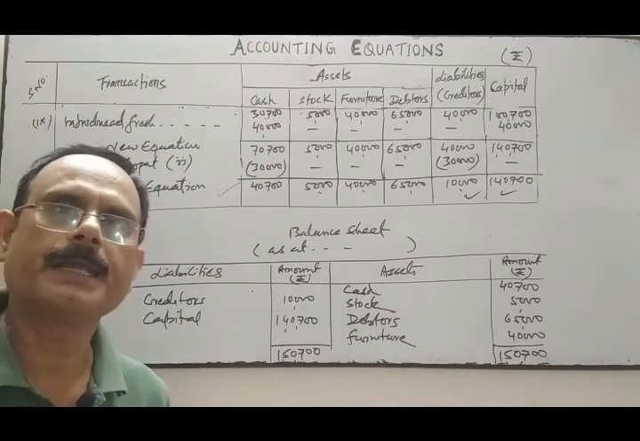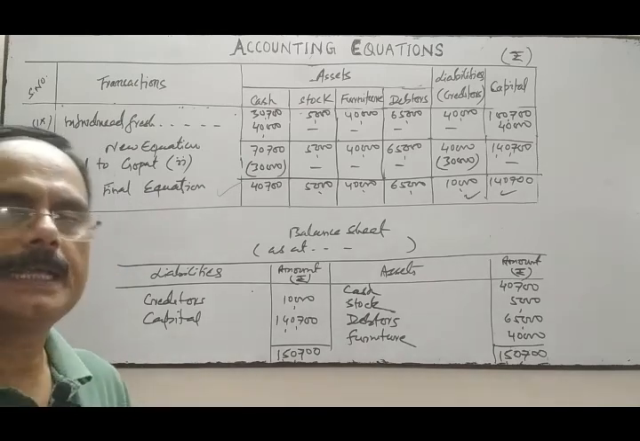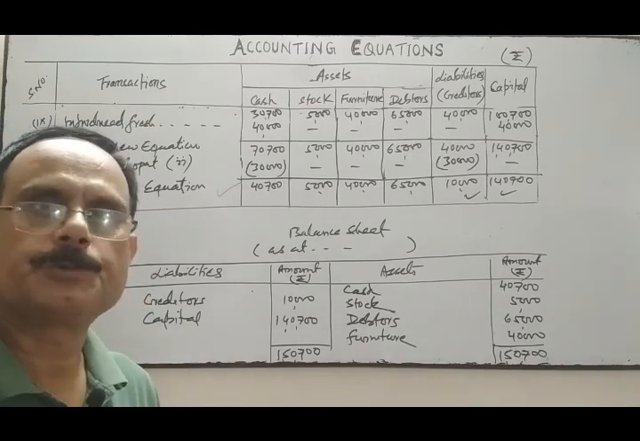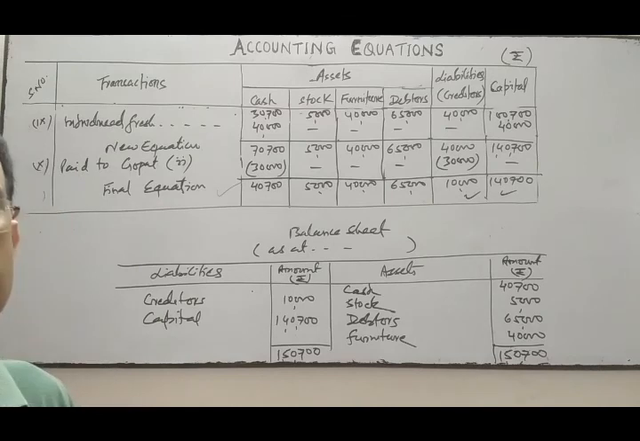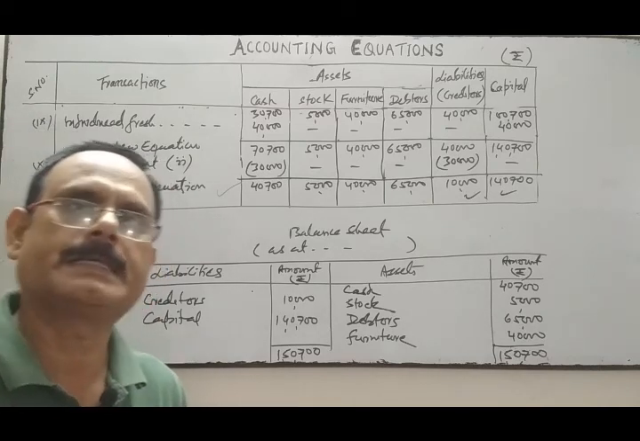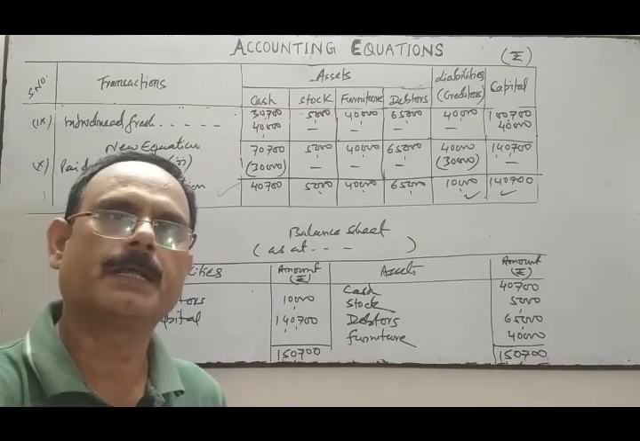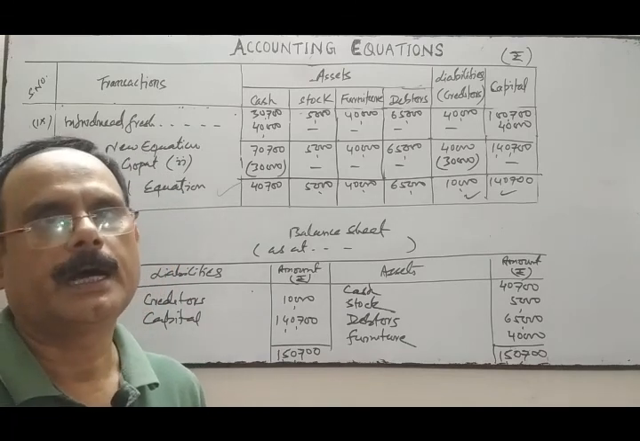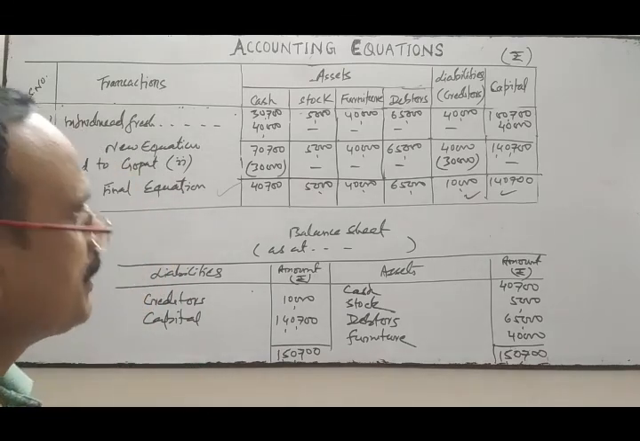This is your accounting equation. After each and every transaction, the equation must be balanced, meaning capital plus liability is equal to assets, or you may say that assets is equal to capital plus liability. After every transaction, the equation must be balanced.